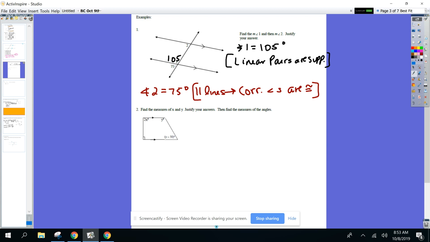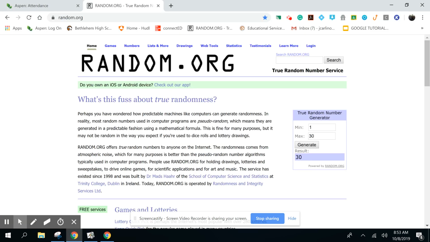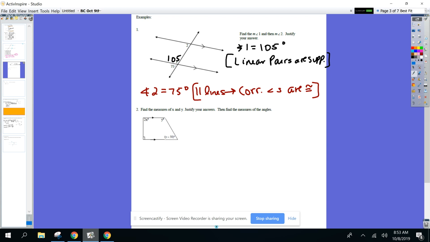What's the relationship between the 105 and the 2? What type of angles are those? Okay, same side interior, and what's the fact I know about them? They're supplementary. So if you did it that way, my justification would be parallel lines imply what type of angles?